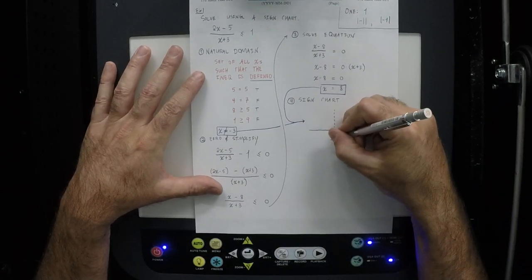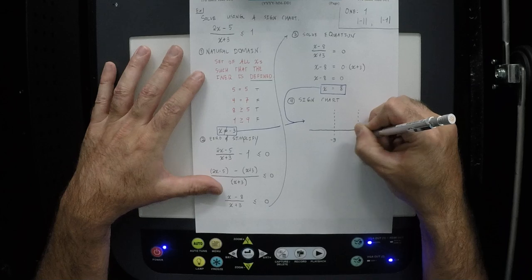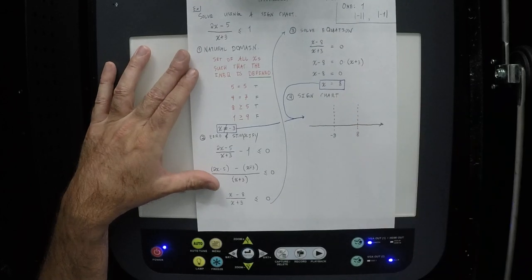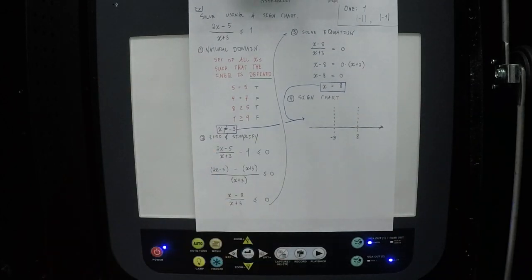Okay, so negative 3 and 8. All the work up to now has been to carve up the reals into three regions: the stuff to the left of negative 3, the stuff between negative 3 and 8, and the stuff to the right of 8. We've carved it into those three regions. Now we're going to take a sample point from each region.